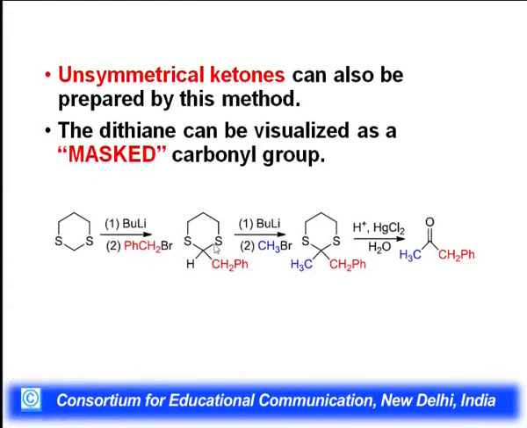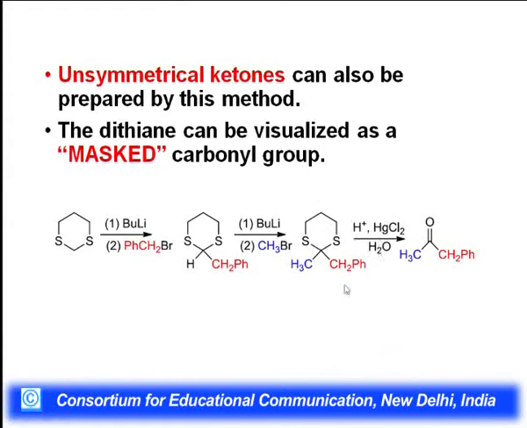Now in the second step we remove this hydrogen as a proton, and then we do the reaction with bromomethane. When we do that, what we get here is a methyl group. So we have done the reaction in two steps. In the first step we introduced the benzyl group, and in the second step we introduced the methyl group, resulting in an unsymmetrical dithiane. Now this dithiane undergoes hydrolysis and gives us an unsymmetrical ketone.